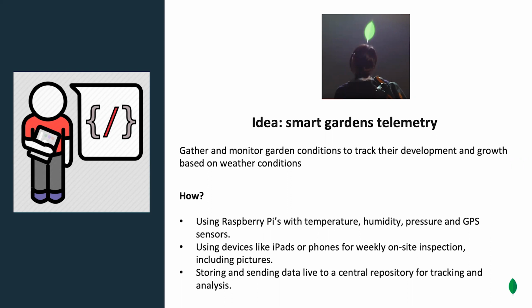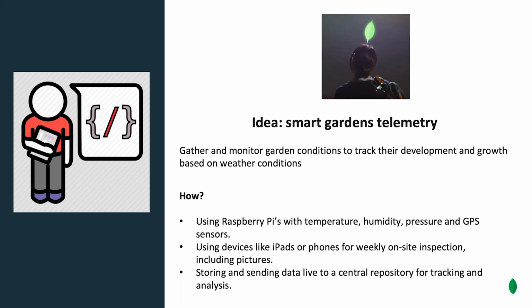So what this means is that he'd like to gather and monitor garden conditions to track their development and growth based on the weather conditions. So how did he want to do this? The idea is to use Raspberry Pis with a sensor for temperature, humidity, pressure, and GPS. And additionally, those Raspberry Pis will be fixed there on site.